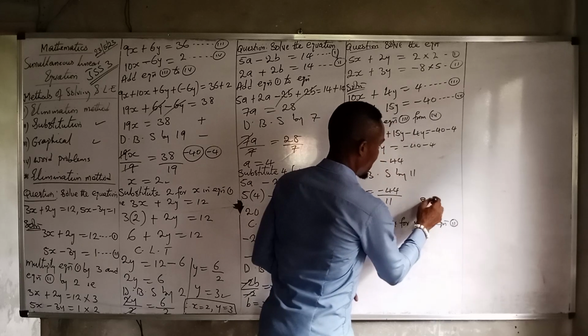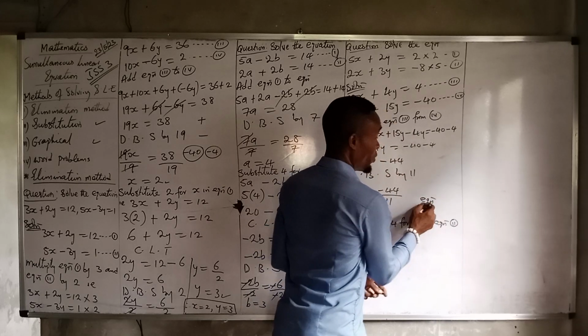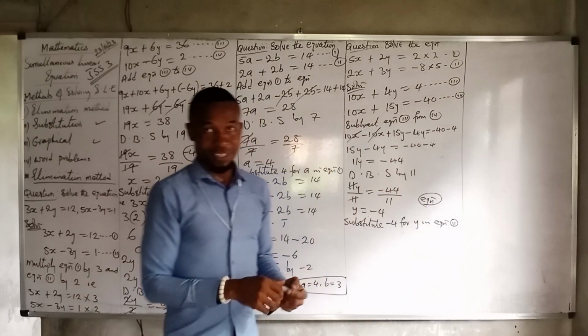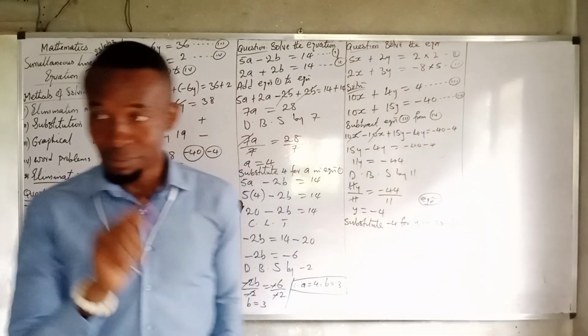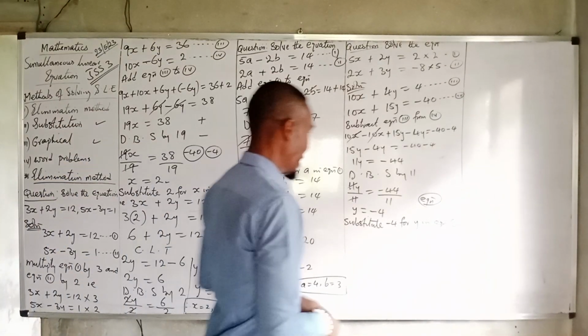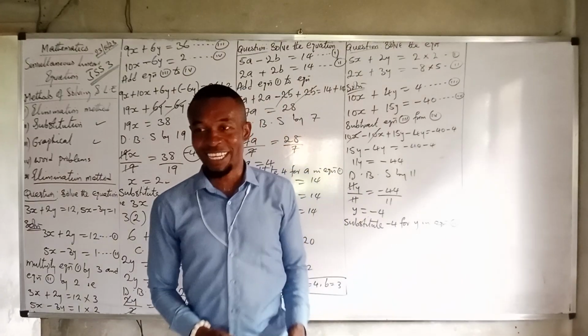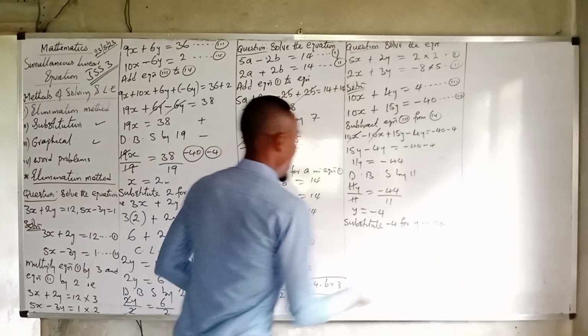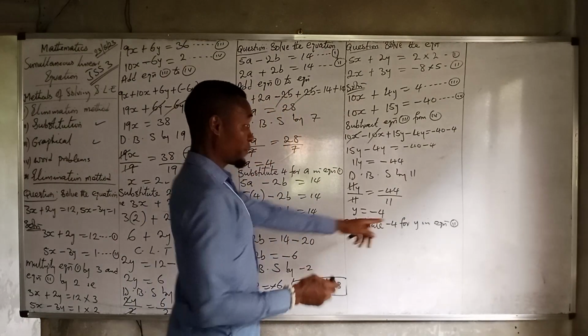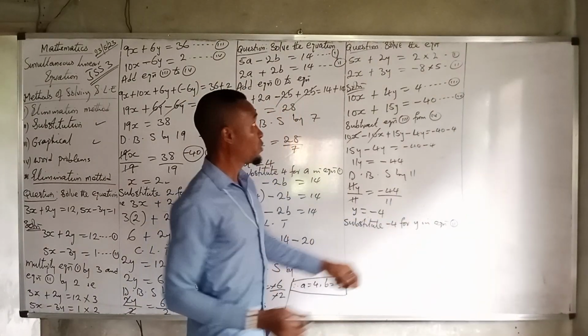If you see this thing, it means equation, EQN. That on top of the n stands for equation. Don't be confused, okay? Now, substitute minus 4 for y in equation 2.